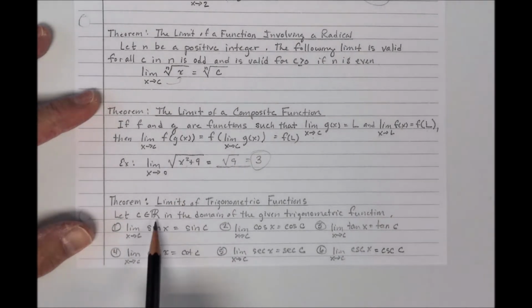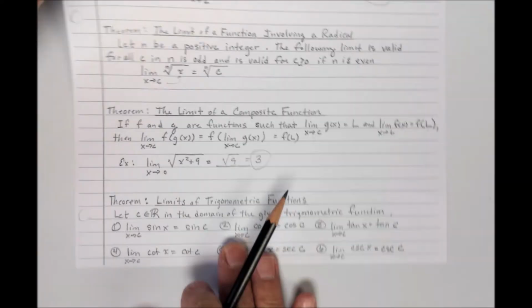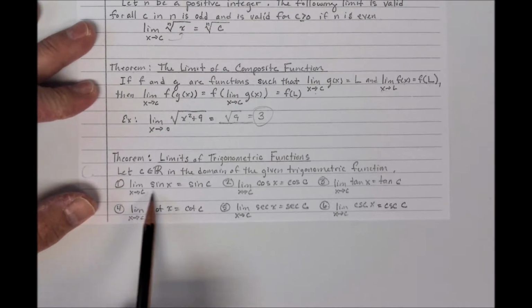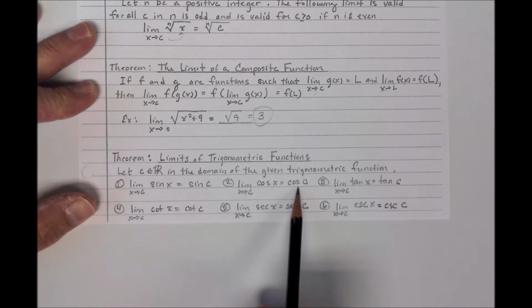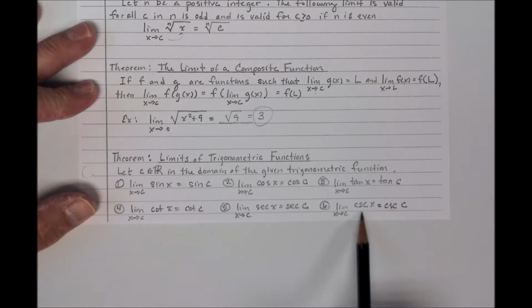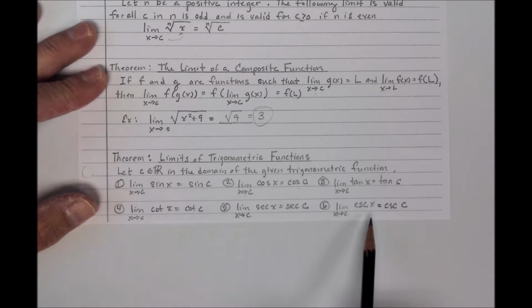If c is a real number and it's in the domain of the given trig functions, then the limit, I have 6 of them here because of the 6 trig functions, as x approaches c of the sine of x is the sine of c. The limit as x approaches c of the cosine of x is the cosine of c. And on down the line, all the way down here, the limit as x approaches c of the cosecant of x equal to the cosecant of c. So as long as I don't get 0 in the denominator, I'm good.